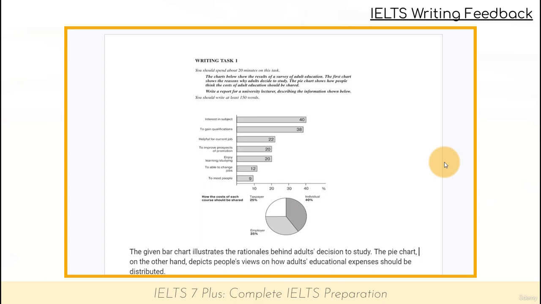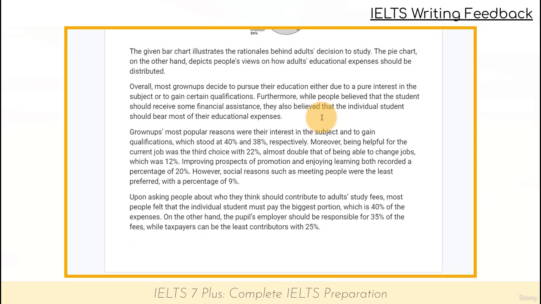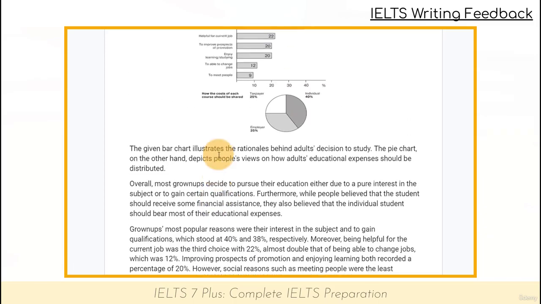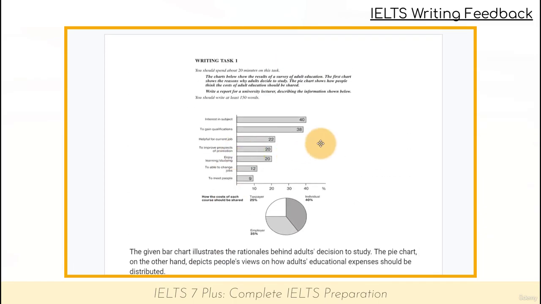So the first thing to do is to just read through our question, as always. So writing task 1, you should spend about 20 minutes on this task. That's one thing that I'll just mention quickly that I can't tell from this assessment writing. Of course, you've got an hour for task 1 and task 2. It's recommended you spend 20 minutes on task 1.